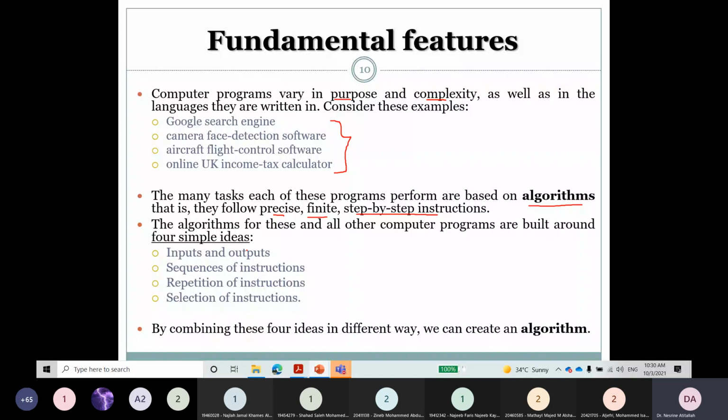By combining these 4 ideas in different ways, you can create an algorithm. So you can understand if there is some selection, some repetition, some sequential blocks, and what the inputs and outputs of the program are. All these features you need to understand. Okay, let's begin now with the inputs and the outputs.